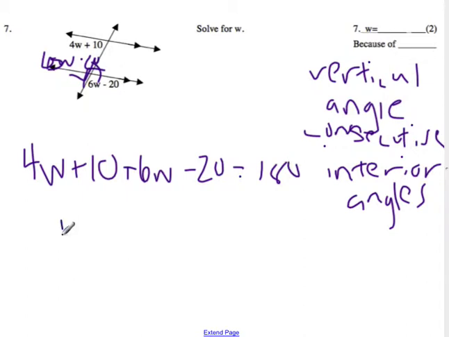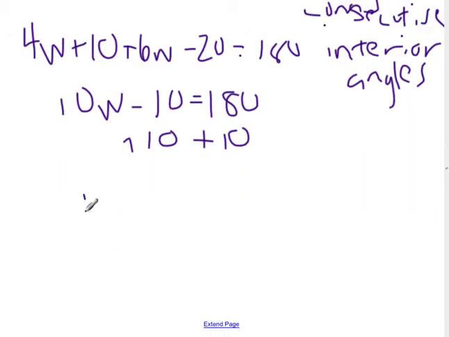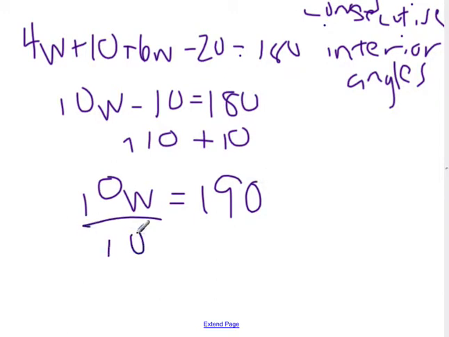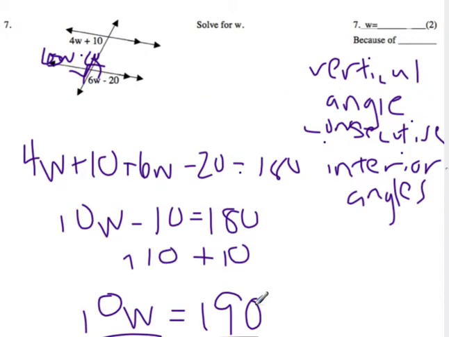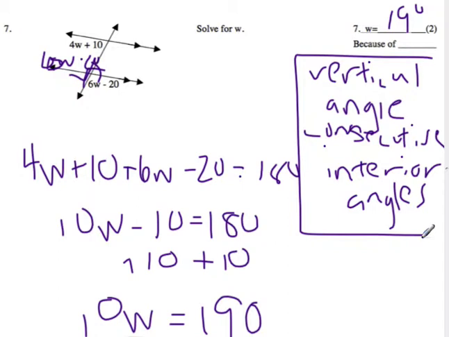Well, 6w plus 4w is 10w. 10w minus 20 is going to be a negative 10, and that's equal to 180. Add 10 to both sides, and you end up getting 10w is equal to 190. Divide both sides by 10, and you get that w is equal to 19. So w is equal to 19 degrees, and your reasons are vertical angles and consecutive interior angles.